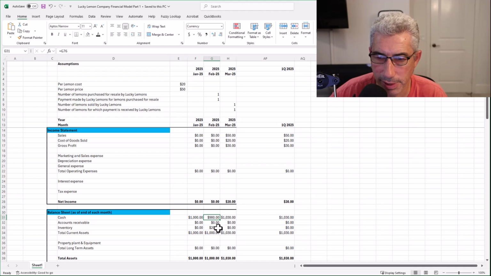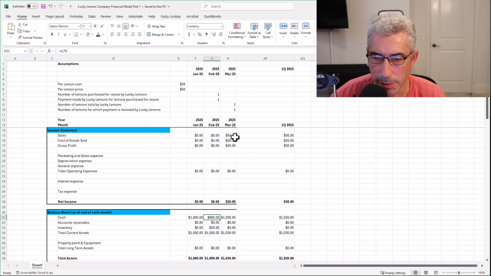What happens is this $20 is coming from inventory. So as we sell a lemon, the cost is $20, so that's shown on cost of goods sold. And then as you see on the balance sheet in the third month, inventory is now zero because the $20, the lemon, has been taken out of inventory and it's sold. So that means that the inventory decreases by $20.